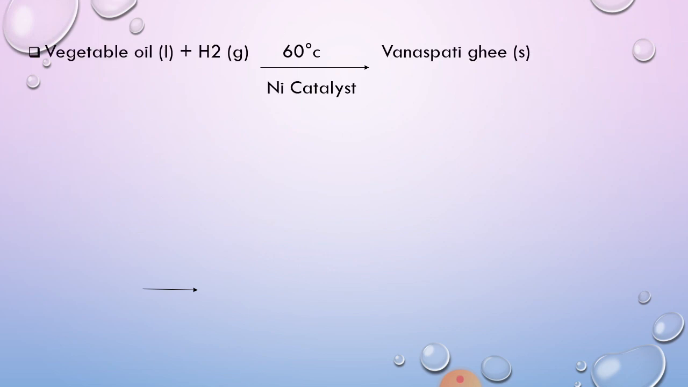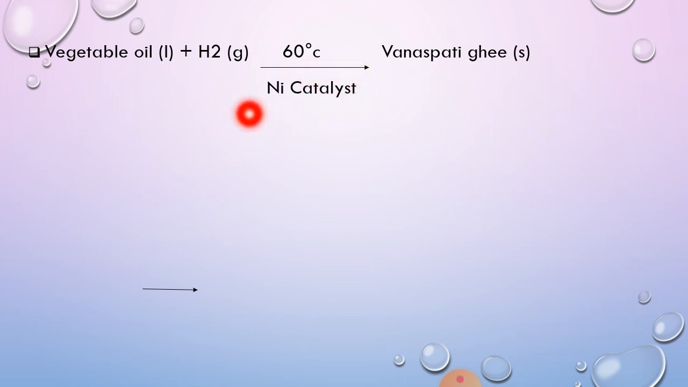Now today we are going to move towards the next topic, and today's topic is also very easy. Students, we have learned this reaction earlier: vegetable oil plus H2 gas, in the presence of nickel catalyst and at 60 degrees Celsius temperature, we will get vanaspati ghee.